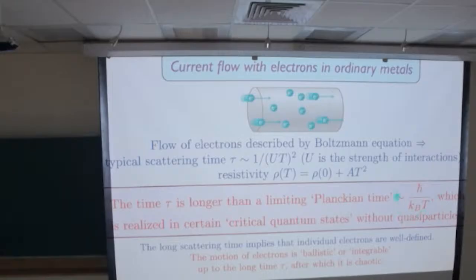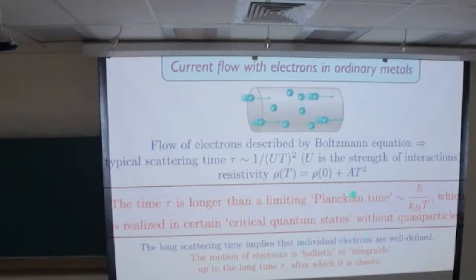Okay, so this time does not involve the strength of the interaction and seems like a fundamental limit for the validity of the Boltzmann equation of rare scattering between particles. But as we'll see, there are such states, both experimentally and theoretically, where the time is exactly of this Planckian time, and which therefore cannot be described in the quasi-particle picture of Boltzmann and Landau.